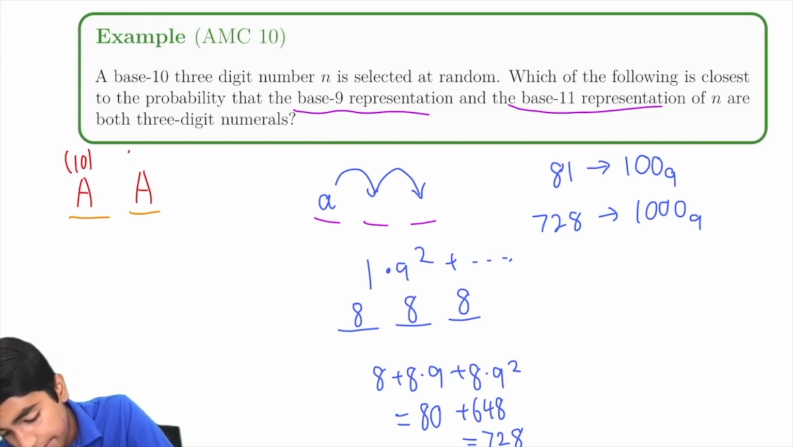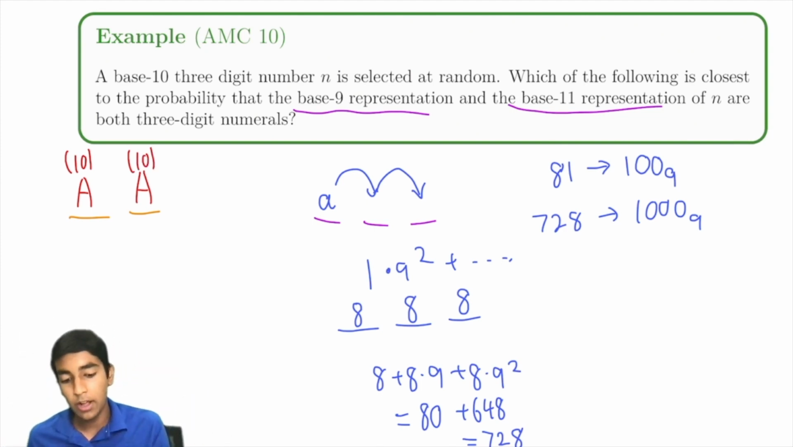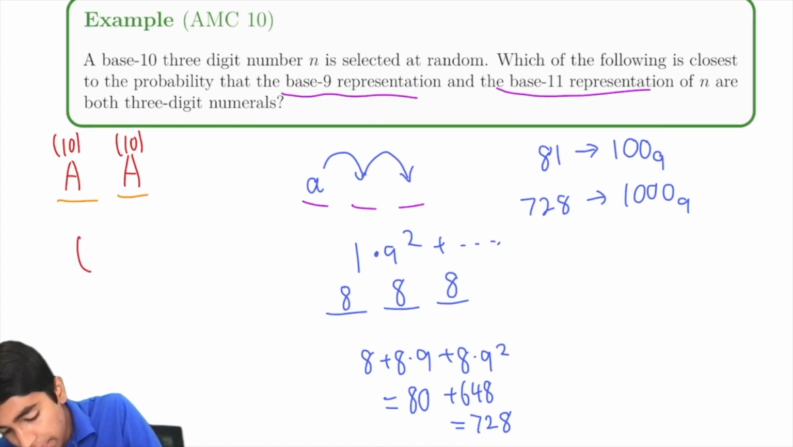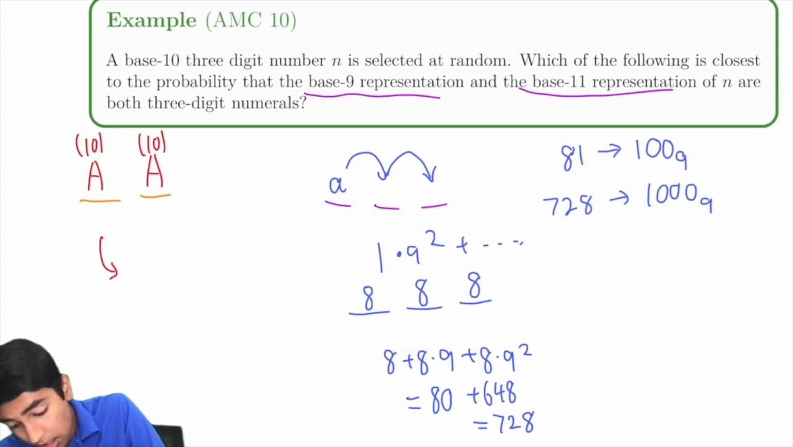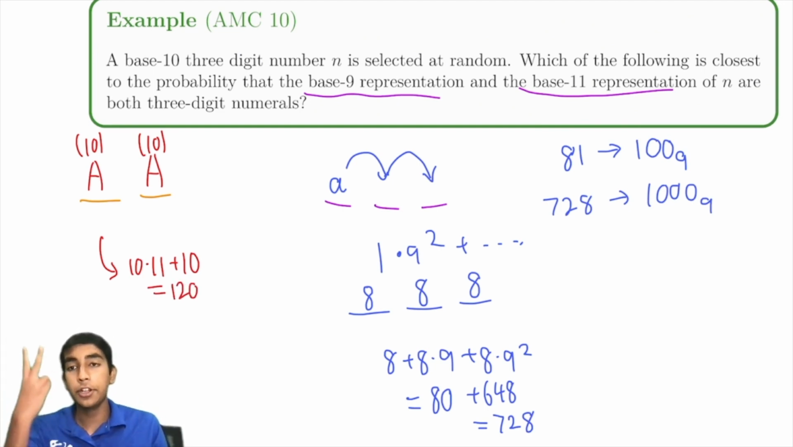So this is 10, this is 10. And it's not 10 the number, it's 10 the digit. So that's why it's called A. So AA. The maximum value for that is 10 times 11 plus 10, which is 120. So that's the maximum possible for 2 digits.